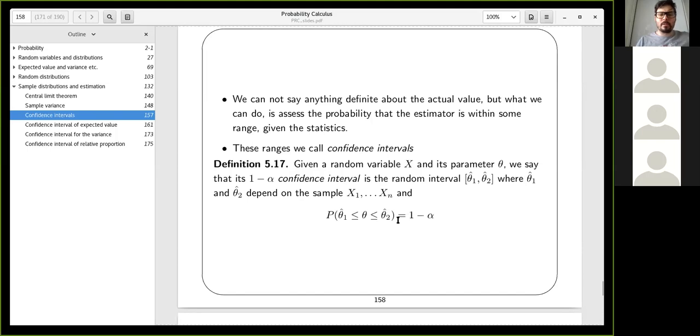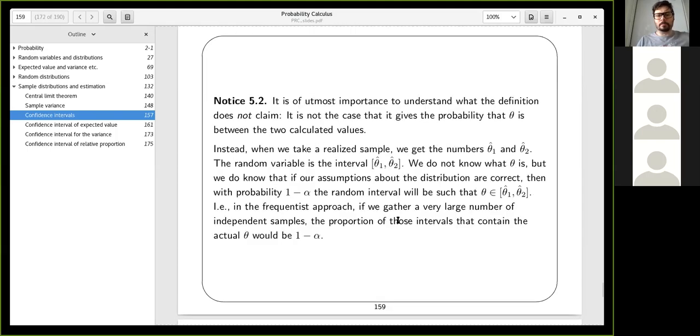So let's go through the theory so maybe you can understand it a little bit better. Here, the realized sample gives us two random variables, theta 1 and theta 2. And the random variable here is that interval. So that interval shifts. And what we say is that if we take 1,000,000 of these, then 95% of those samples result in an interval which actually contains the actual value.